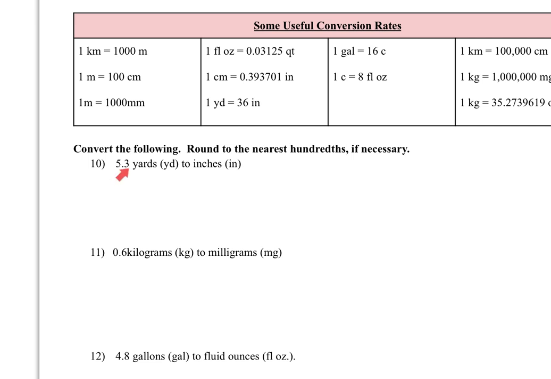It says 5.3 yards to inches. They want us to convert it and round to the nearest hundredth if necessary. Sometimes we don't need to round. So we write 5.3. Yards are abbreviated as YD.